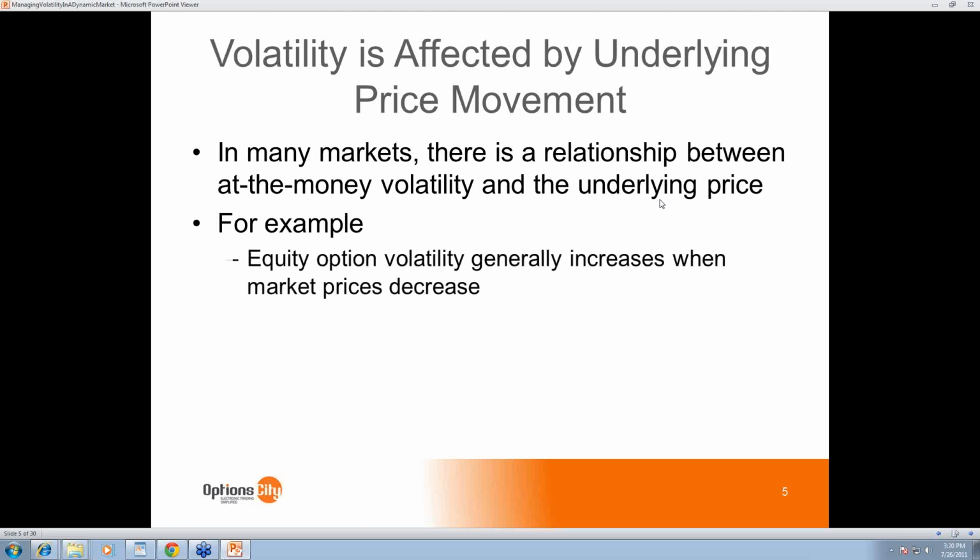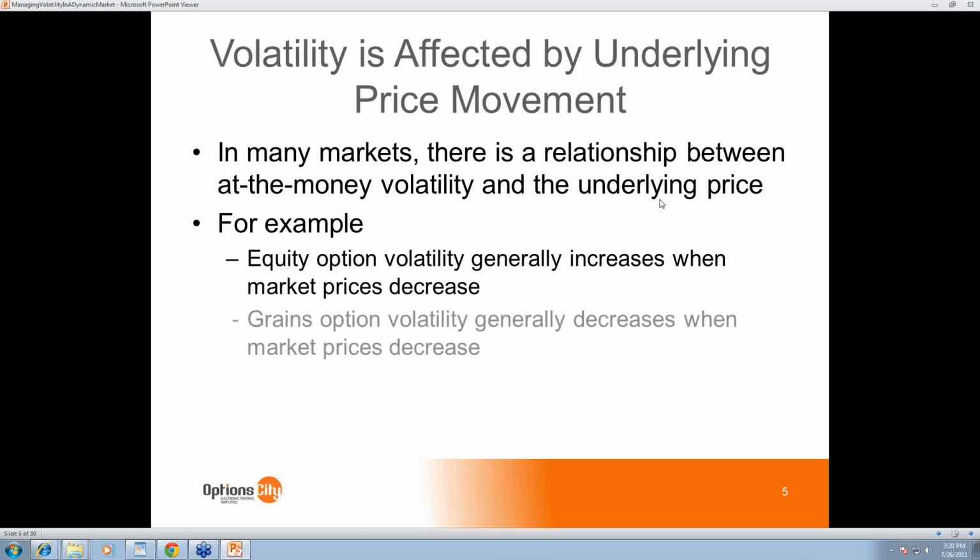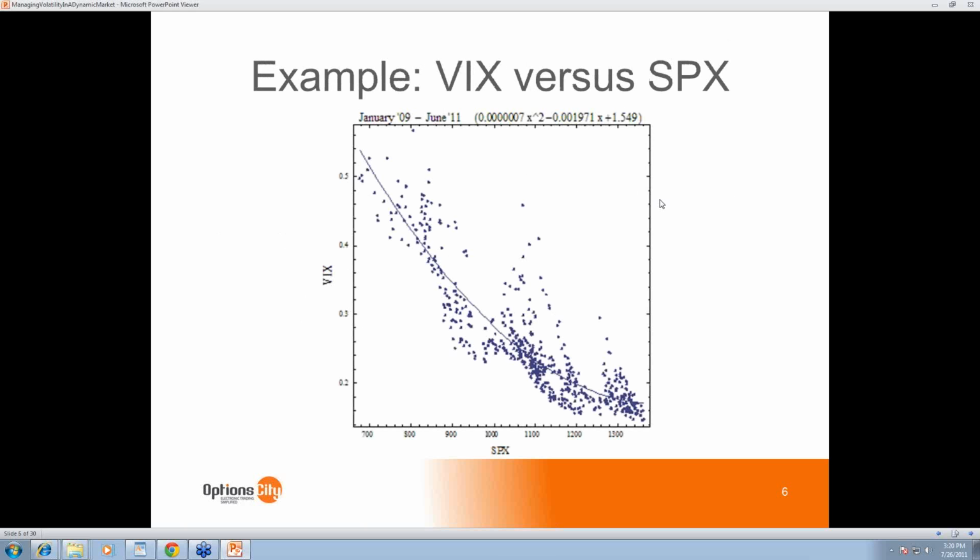For example, in equity options, we generally see that when prices rally, volatility comes down. When prices tank, then things get more volatile. And then there are other markets, for example, in the grains options, where volatility goes in the opposite direction. When market prices decrease, then the volatility decreases as well.